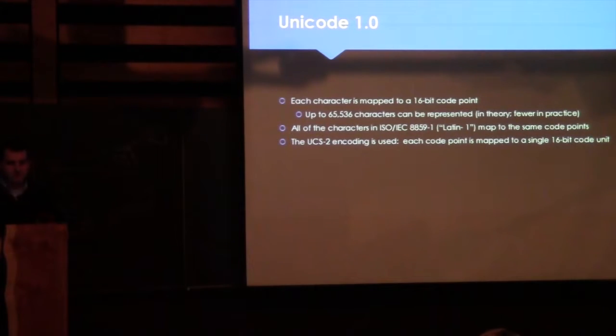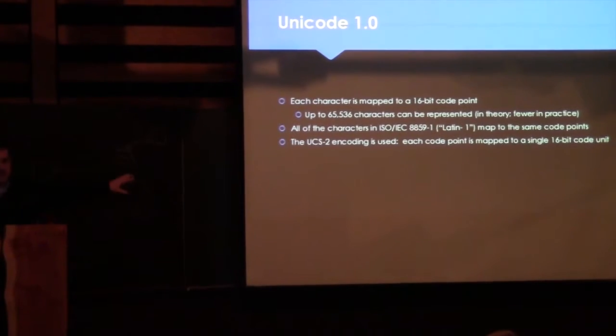In Unicode 1.0, there's a 16-bit code point. Each character is mapped to a 16-bit code point, so in theory, you can represent up to 65,536 characters. All of the characters in the Latin-1 code set that we saw before map to the same code point. This is useful for interchange with ASCII data, since ASCII is a predominant character encoding, because you can just take, for example, the code point 44 and expand it to 16 bits, and you still have the capital letter D.